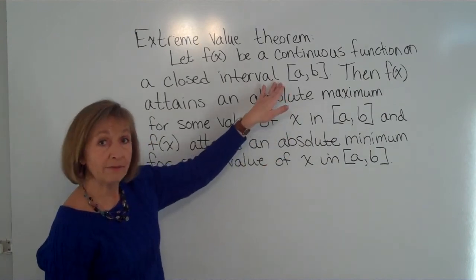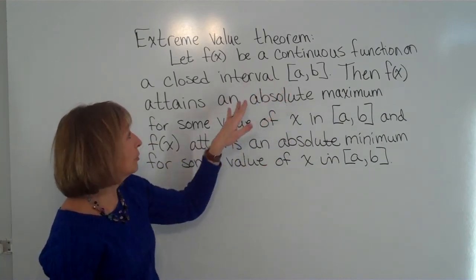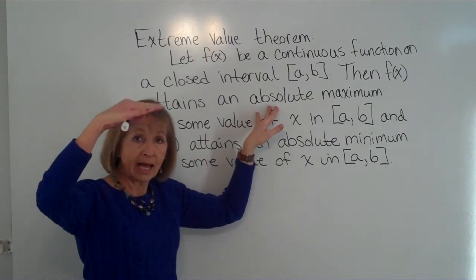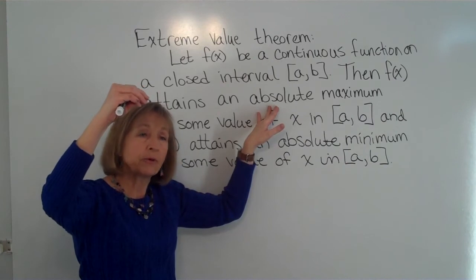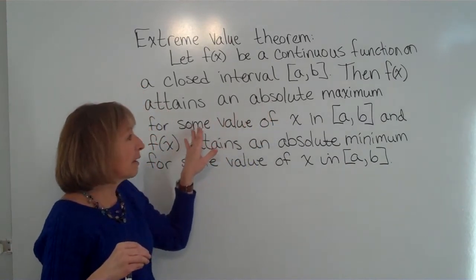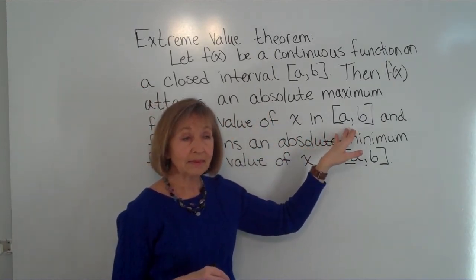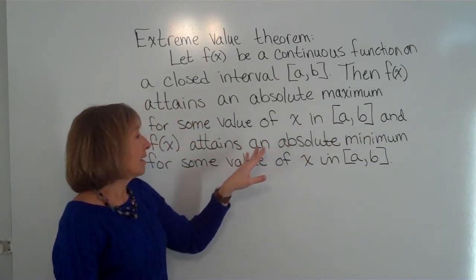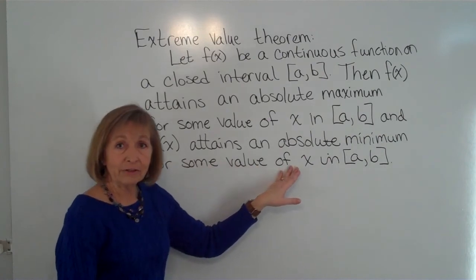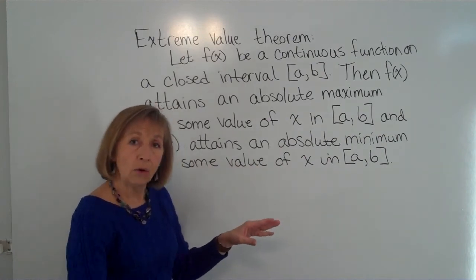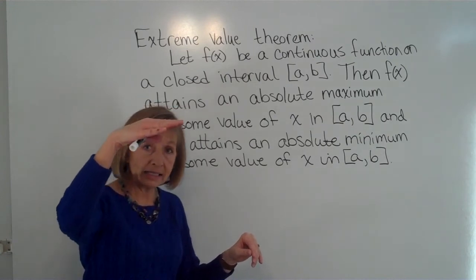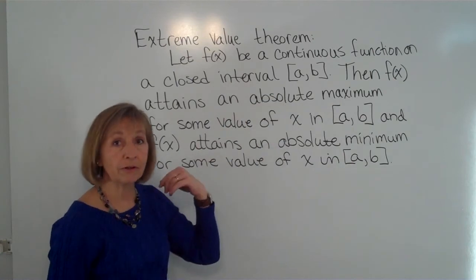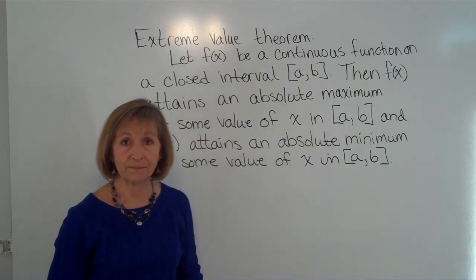Now, when you have those conditions met, then your function attains an absolute maximum output value. So there's a highest value of the y output that it will attain for some value of x in that interval, and it will also attain an absolute min for some value of x in that interval. So there's a lowest function value as well as a highest function value that we're guaranteed to have on the closed interval when we have a continuous function.